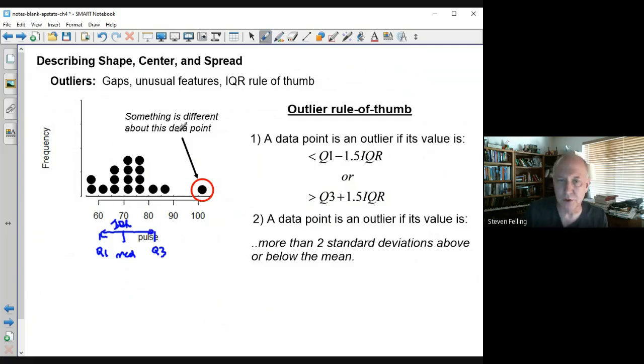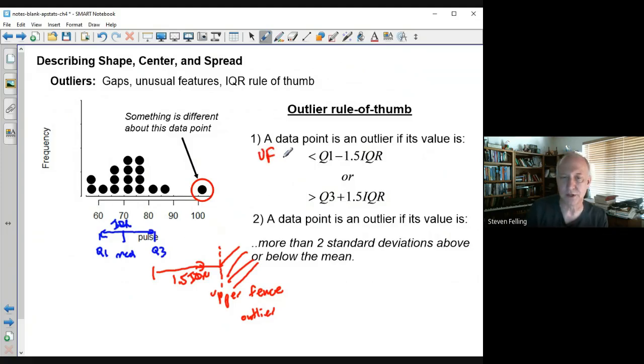Okay, and then what I'm going to do is take Q3, and add to that 1.5 IQRs. So however wide this is, I'm going to go 1.5 times that out here. And I'm going to get to a location, a number, and that number is called the upper fence. And then the idea is anything that's outside that range is so far away from the bulk of the data that we would consider it an outlier. Okay, so the upper fence is any data that's larger than Q3 plus 1.5 interquartile ranges.